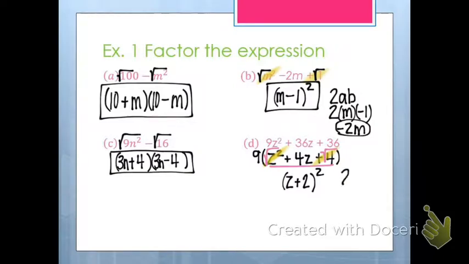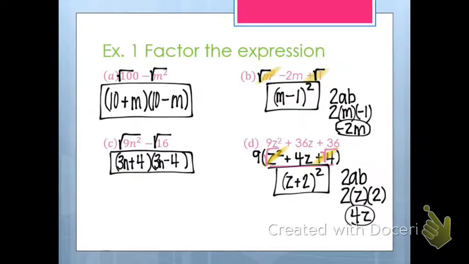So over to the side, 2 times A times B. What is my A? Z. And what is my B? 2. So what's 2 times Z times 2? 4Z. Is that my middle term? Yes. So this is my final answer.